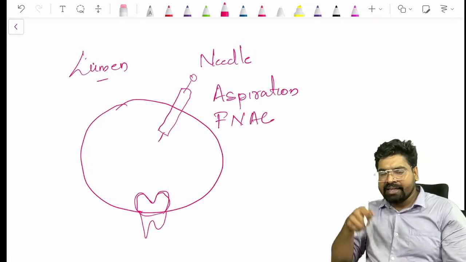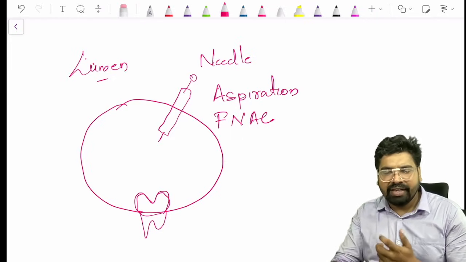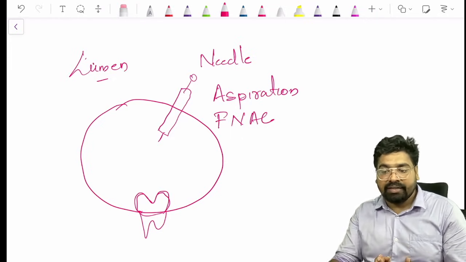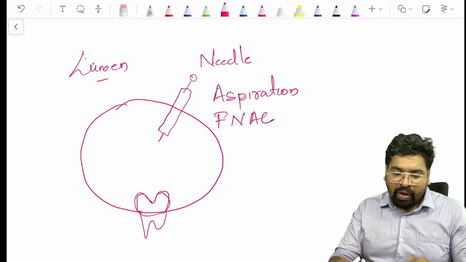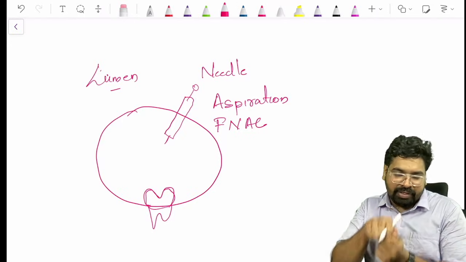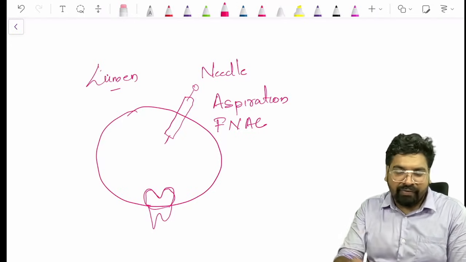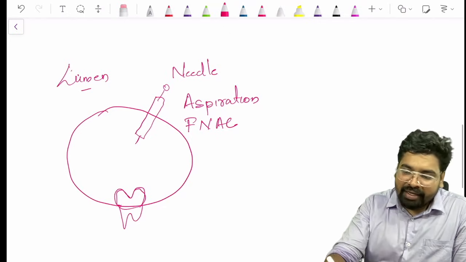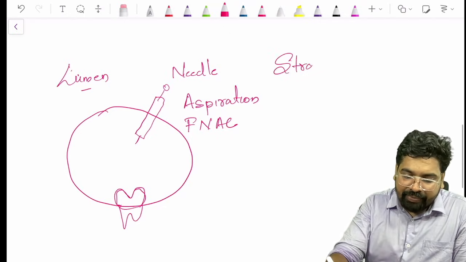So we will take that fluid outside and see what the content is. What is the content when we put a needle into the dentigerous cyst and aspirate? We get a particular type of fluid that is called straw colored fluid.